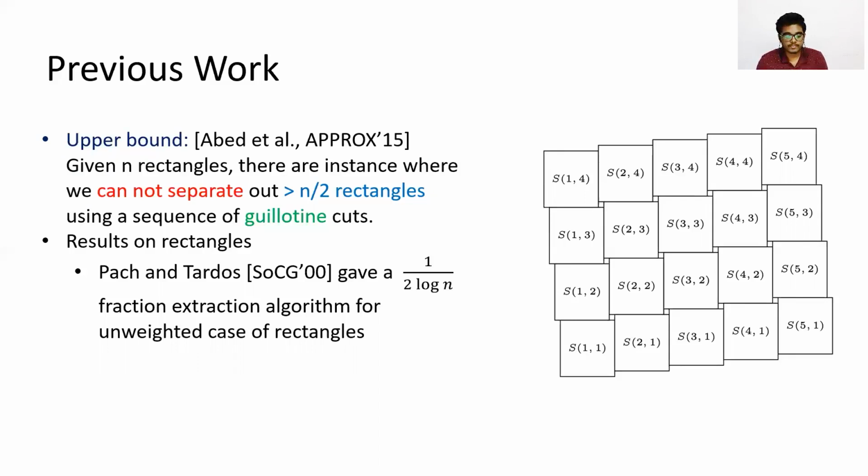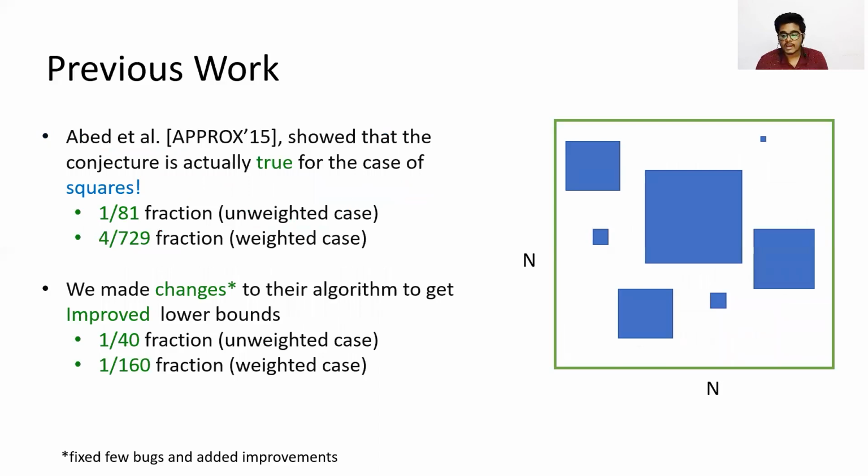So I mean, they didn't use weights to lower the upper bound or exploit the fact that rectangles might have a lower upper bound. So we don't know if the upper bound is lesser than half. And a lower bound: what is the best extraction algorithm we have? So Pach and Tardos gave a 1 by 2 log n extracting algorithm for the unweighted case. And so the question for rectangles is unanswered, whether the conjecture is true.